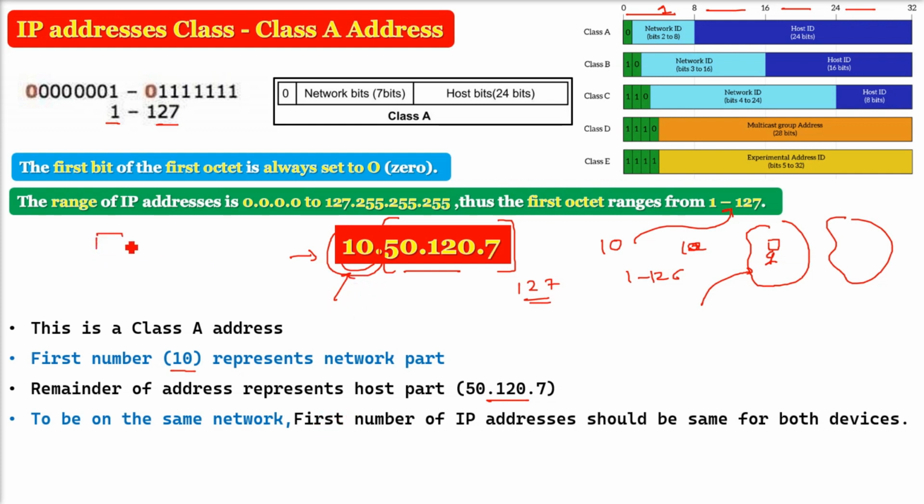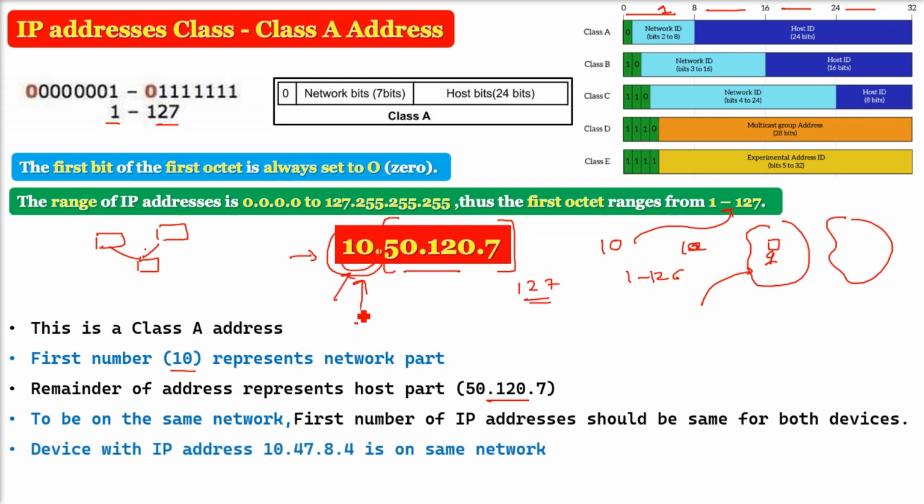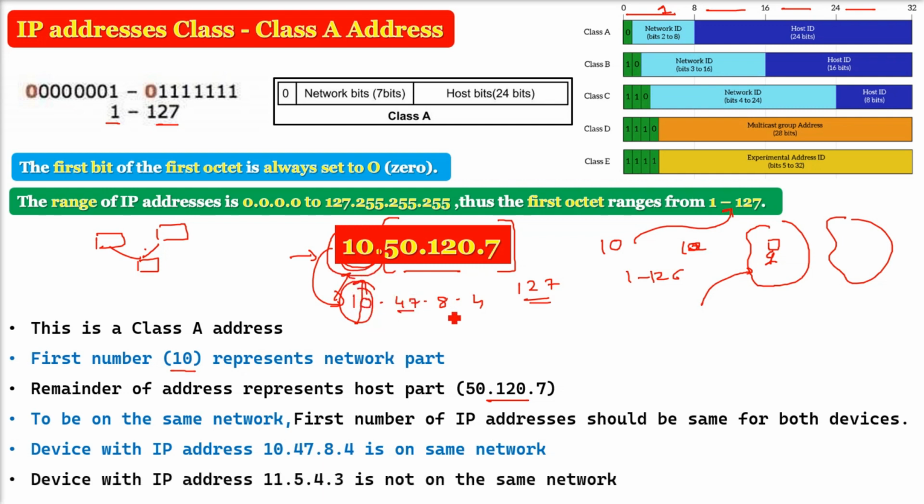So if you have two devices or multiple devices on the same network, the first number of the IP address, starting from the left, the leftmost bit combination, whatever decimal it becomes, has to be between 1 to 126. So if I write a number 10.47.8.4, the first number is 10, the same in both IPs. That means these two IPs are hosts of the same network.